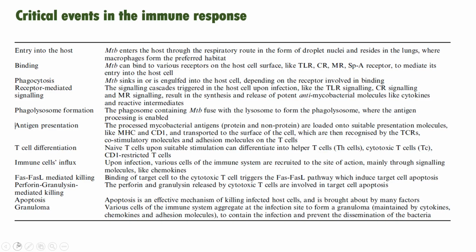This is the table. These are the events that are included in the model. If you go from first to last, this follows the trajectory: entry into the host, then binding, then phagocytosis, then receptor mediated signaling, then phagolysosome formation, antigen presentation, T cell differentiation, immune cell influx, and then ultimately apoptosis and killing of the cell. So these are the different steps that have been modeled in this particular Boolean model.